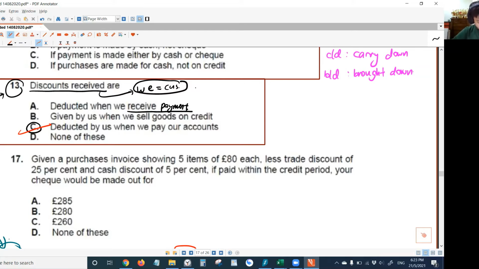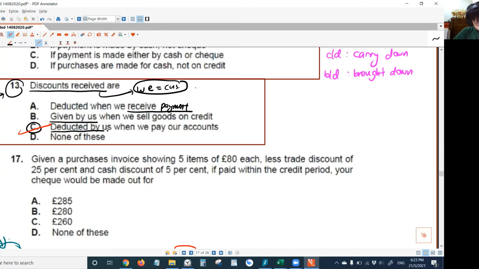Okay, so I know that the A sounds very incomplete, right? Because they said when we receive and then nothing is behind. So some students chose A because the A is incomplete. Given by us, very always no, because we are customer. When you use the term discount received, you are the one who is receiving the discount. So given by us is wrong.